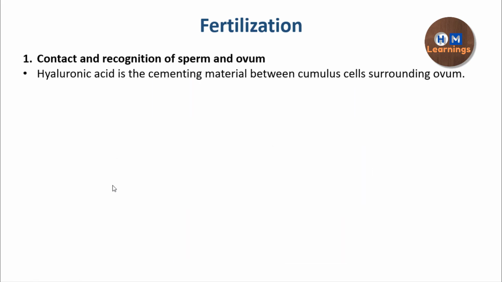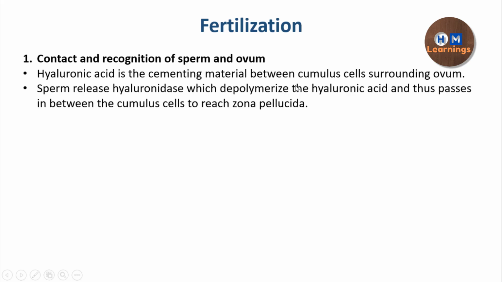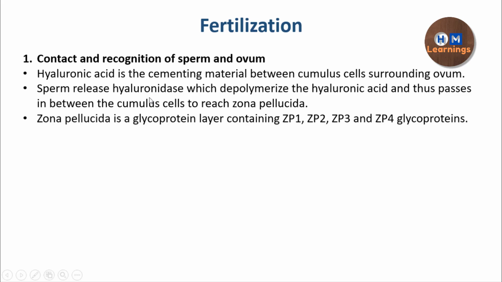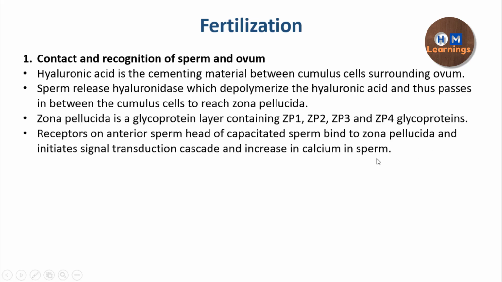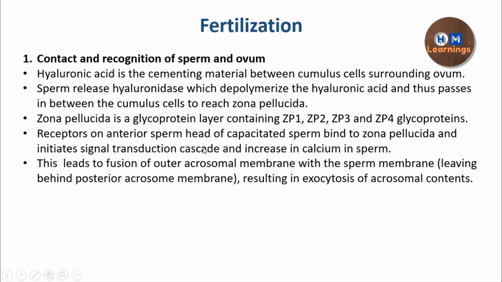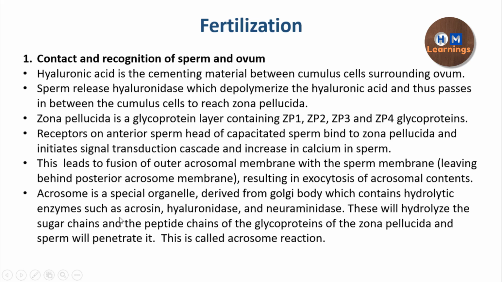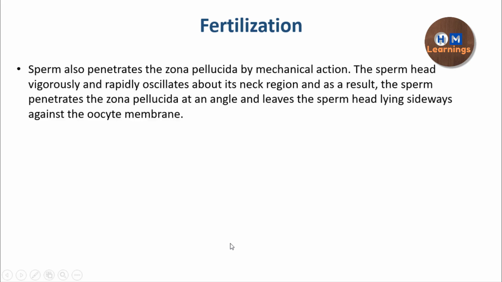So we will see it again: the hyaluronic acid is a cementing material between the cumulus cells, and the sperm will release a hyaluronidase which is going to degrade it. Then the receptors on the sperm will interact with the zona pellucida, which will lead to the exocytosis of the acrosomal content. The acrosome has enzymes such as acrosomal hyaluronidase and neuraminidase, which will hydrolyze the glycoproteins of the zona pellucida, and it will penetrate it. This is called the acrosome reaction.